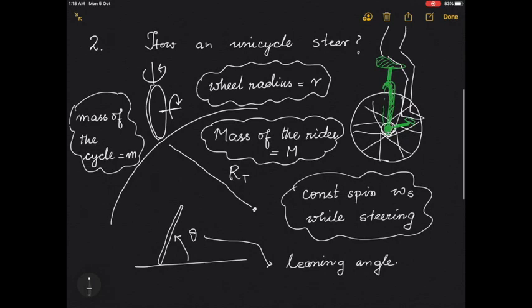So you have to figure out, given all these things, how does such a unicycle steer? And that will give you essentially a relation of the leaning angle theta with respect to all the other quantities that I have given you. So what angle should you lean such that you should be able to make the turn with that turning radius. Okay. So this is a problem that I give you as a homework.